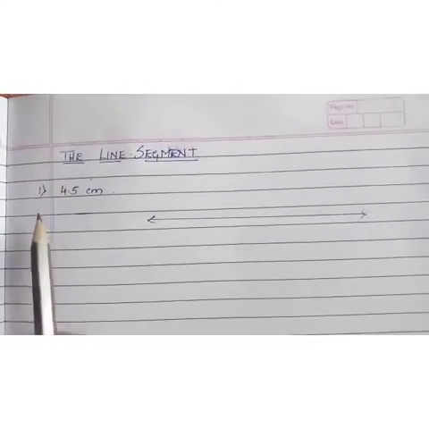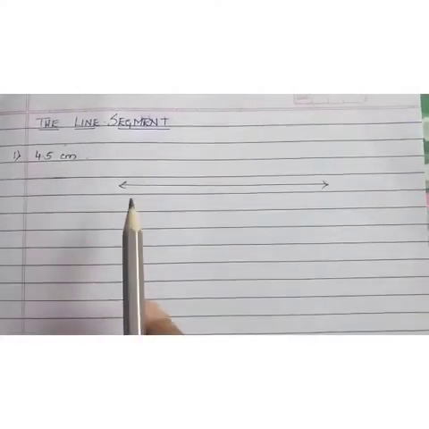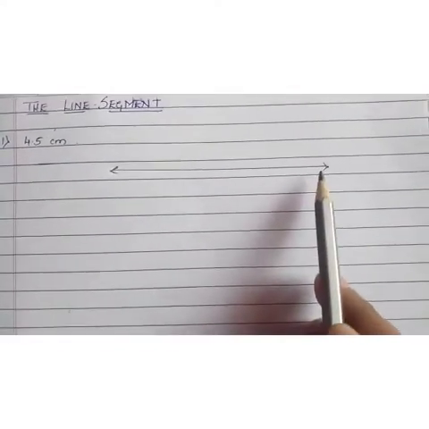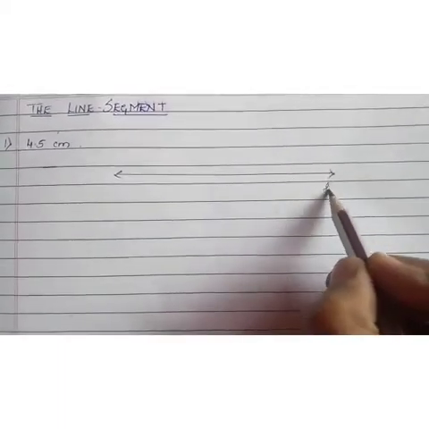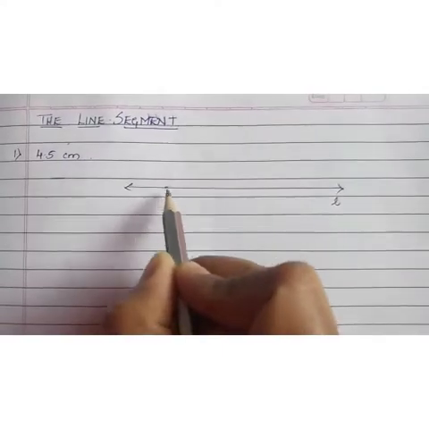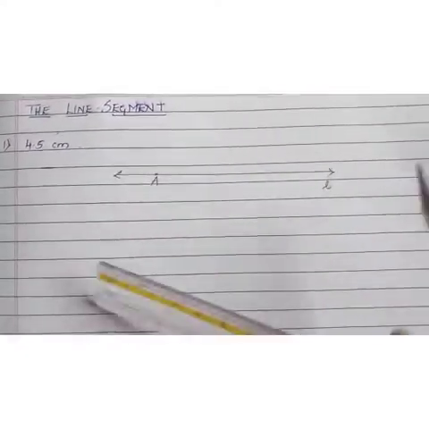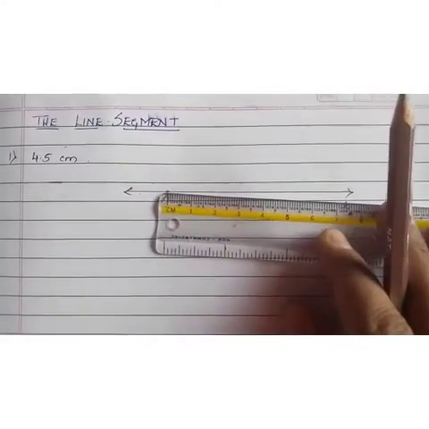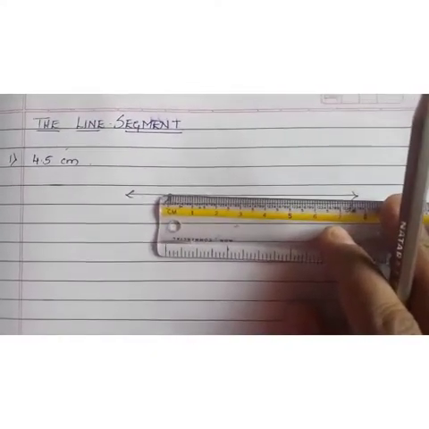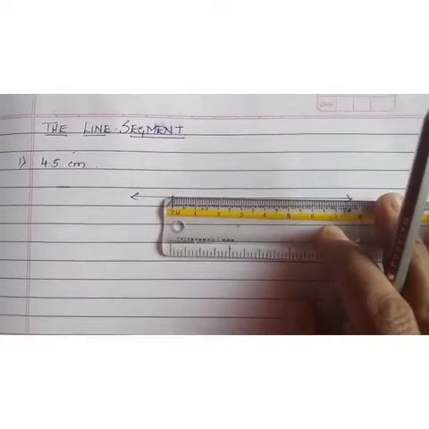Example, if I tell you to draw a line segment of say 4.5 centimeters, the first thing you have to do is draw a line, say L, of any measurement. Next, mark a point A on it. Now with A as your starting point, keep your scale and it should be from here. So this is what generally we do.